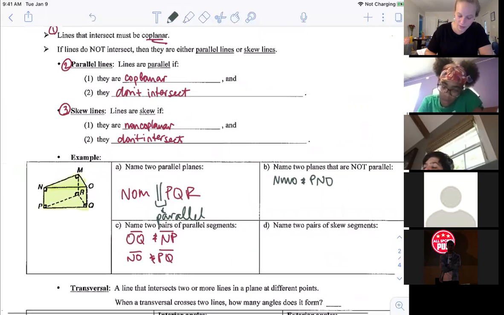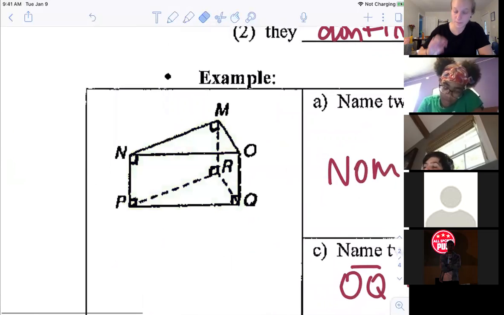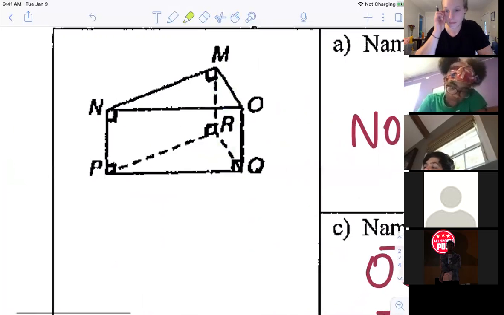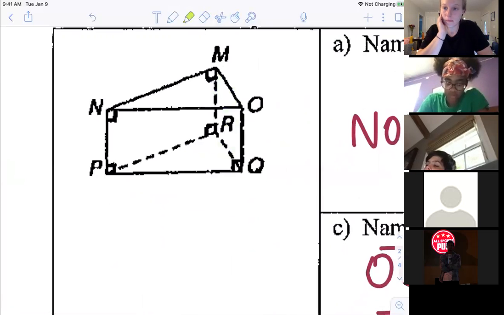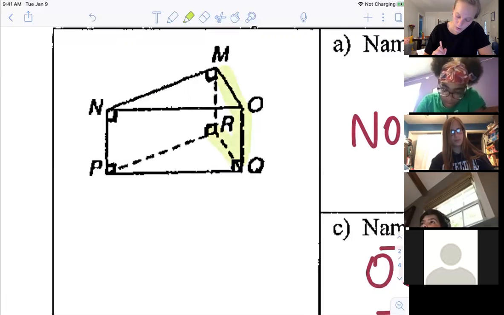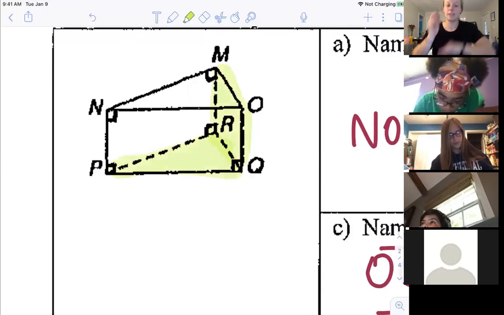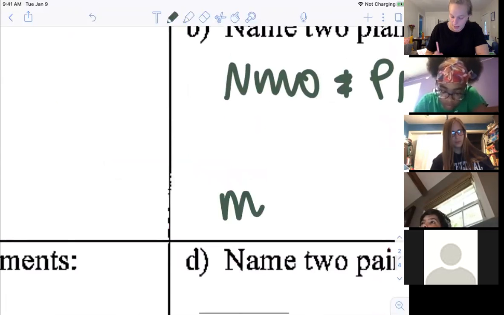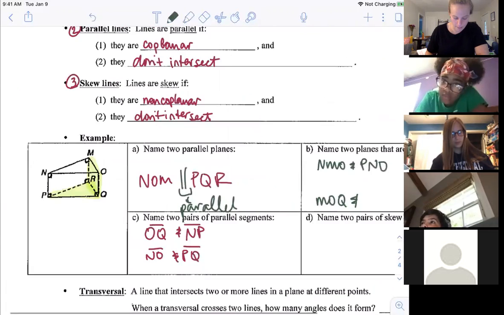Good. Can someone give me another one of planes that are not parallel? One more example. RQO and PQR. RQO and NQR. Those two? Yeah. Awesome. The side and then the bottom face, they connect at that RQ, so they are not parallel. Very good. Thank you, Ella. MOQ, and we'll say PRQ.